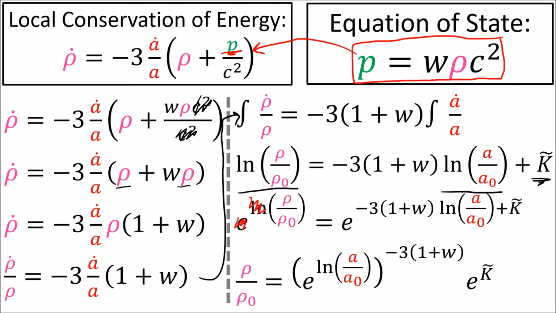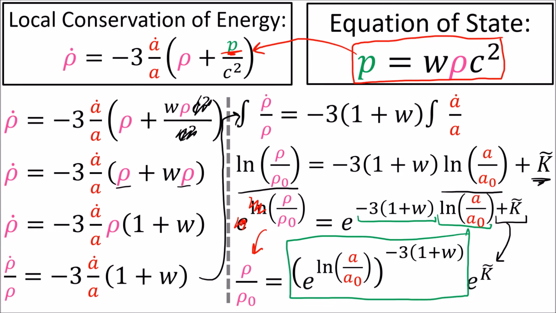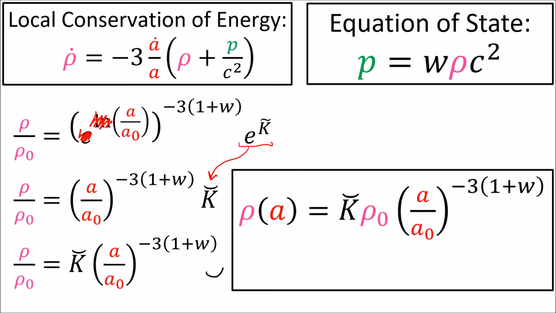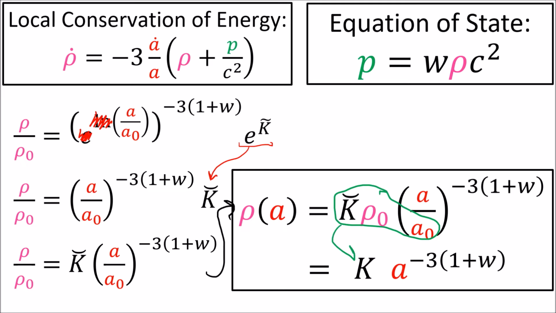e to the ln rho just becomes rho, and we can take this additive term and turn it into a multiplicative constant using exponent rules. Also, the exponent of a product can be rewritten as repeated exponentiation, so e to the ln a becomes a. And this gives us an equation for the energy density of the universe in terms of the universe's scale factor a. And we can combine all of these constants together into a new k constant in front.